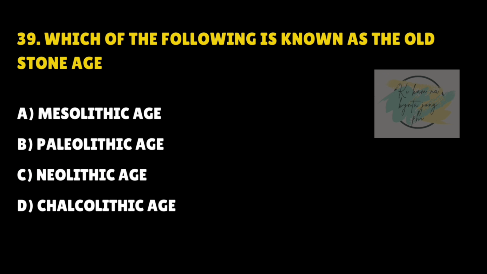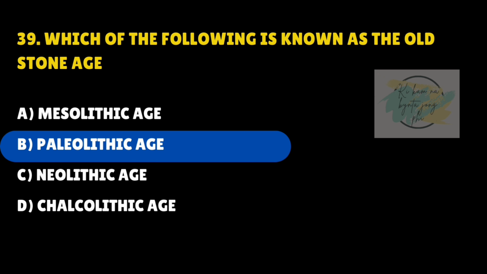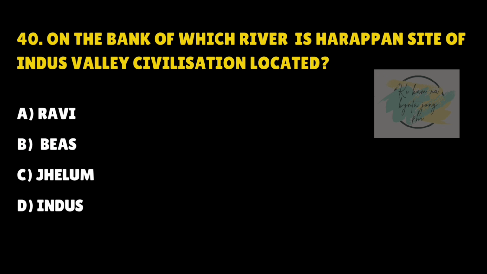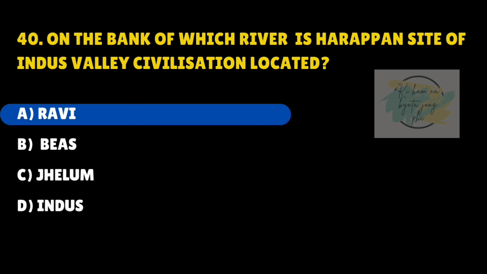Which of the following is known as the Old Stone Age? Answer is B. Paleolithic Age. On the bank of which river is the Harappan site of the Indus Valley Civilization located? Answer is A. Ravi.